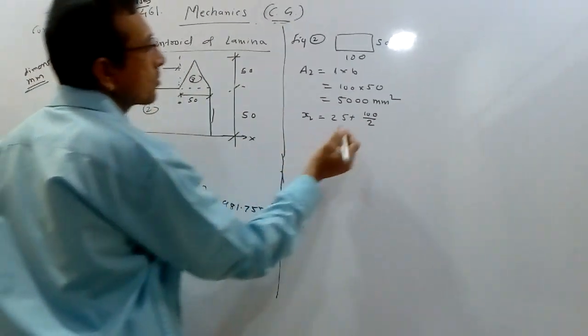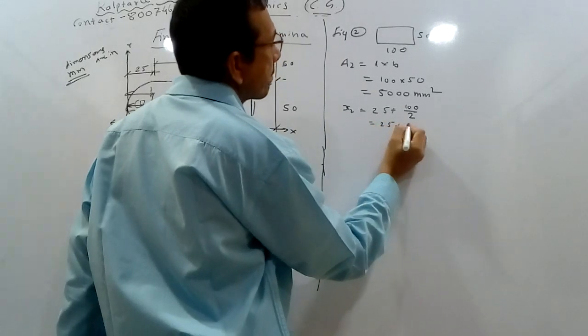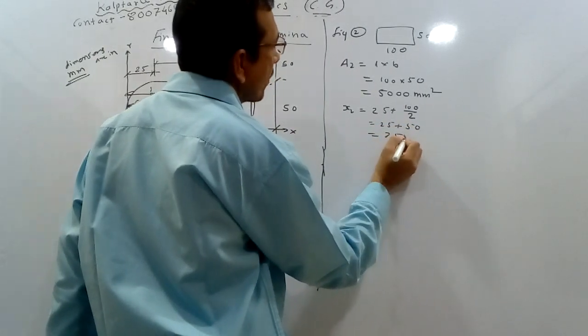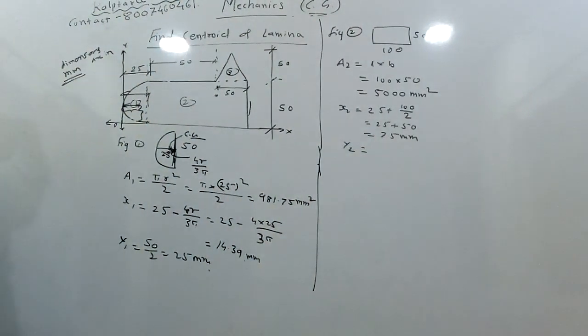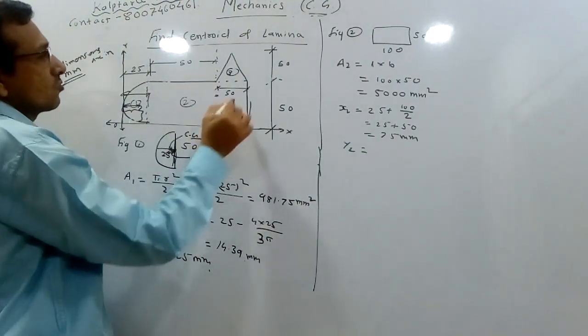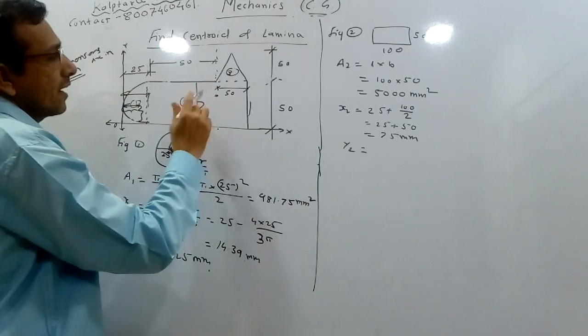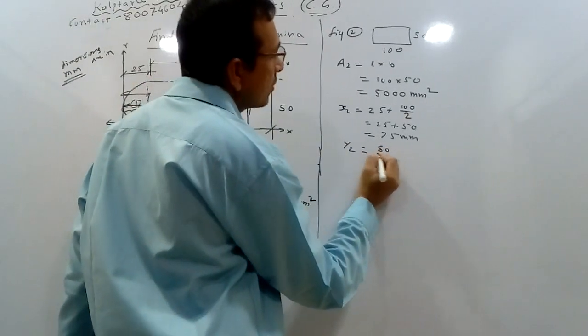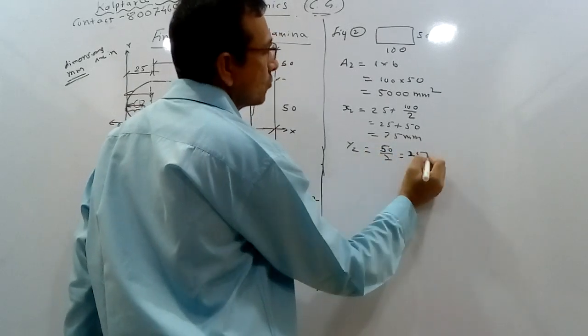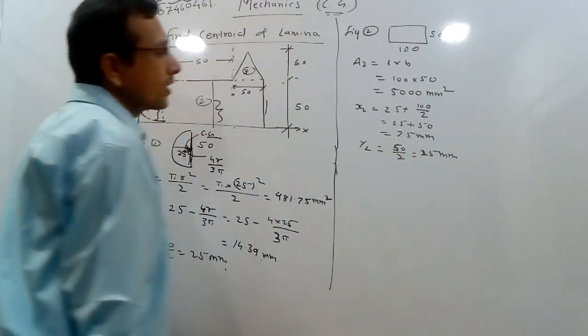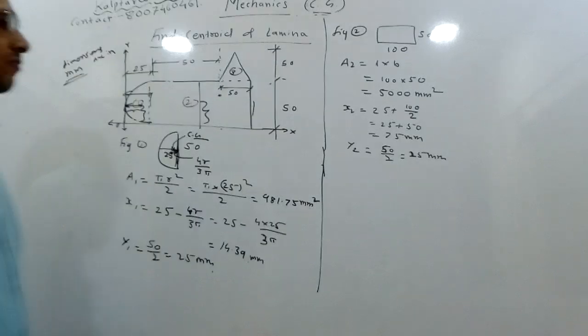100 upon 2 is again 50, so 25 plus 50 is how much? 75 millimeter. Now come for y2. Y2 means distance from the x-axis. So this is 50, exactly at the half of this. So 50 upon 2, how much is it? 25 millimeter. Understood? Now you get x2 and y2.